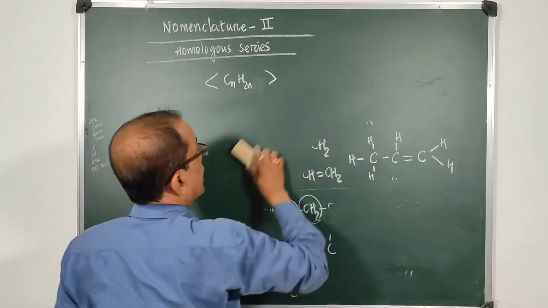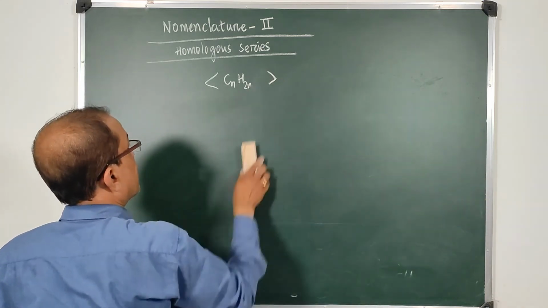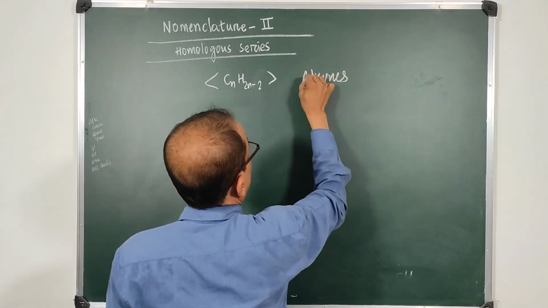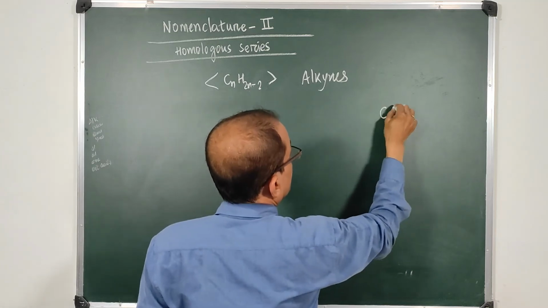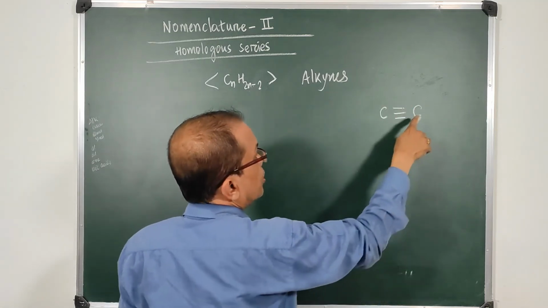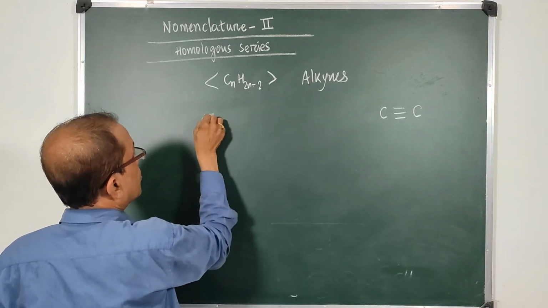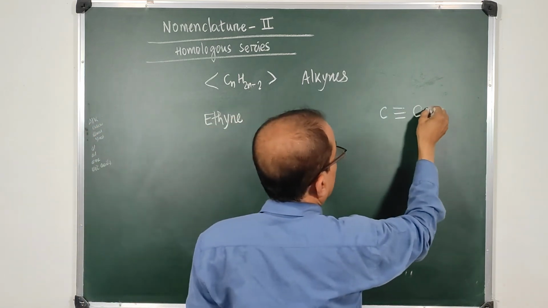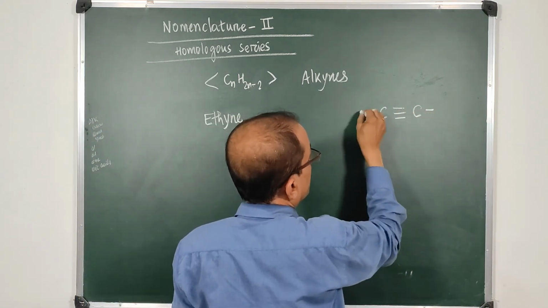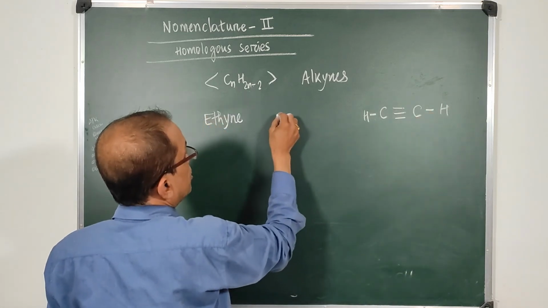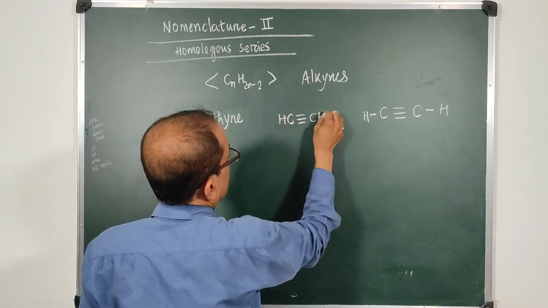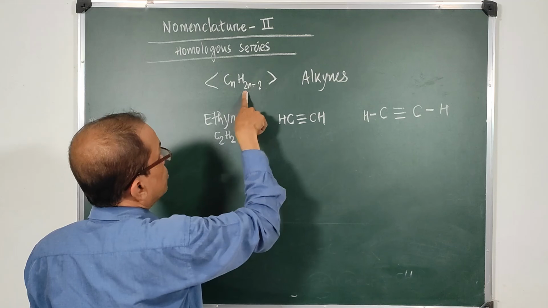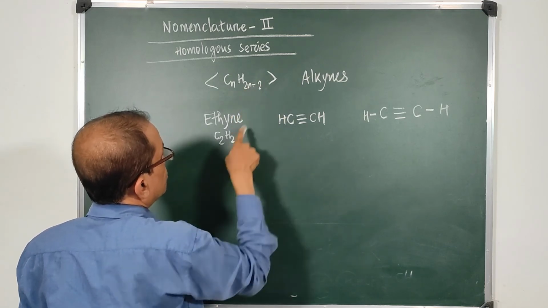Let us go for alkynes. In case of alkyne, the general formula is CnH2n minus 2. There must be a triple bond between 2 carbon atoms. So the first one starts with 2 carbon atoms, so ETH, and since there is a triple bond, YNE, ethyne. Here there is a single position left, and here there is a single position left. So the first member is HC triple bond CH. This is C2H2, and if n is 2, H should be 2 into 2 minus 2, that means 4 minus 2, that means 2.